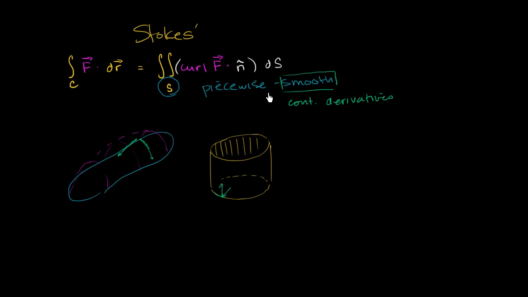But the piecewise actually gives us an out. This tells us that it's OK as long as we can break the surface up into pieces that are smooth. And so this cup, we can break it up. And we've been doing this when we've been tackling surface integrals. We can break it up into the bottom part, which is a smooth surface. It has a continuous derivative. And the side, which kind of wraps around, is also a smooth surface.